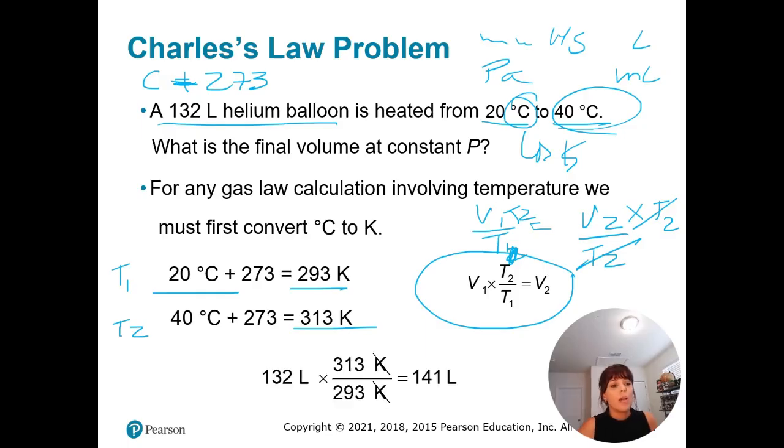So now I have my data. I have the volume, and I have the temperature already in Kelvin. So my volume is 141 liters. That's good. The volume increases as we expected, right?